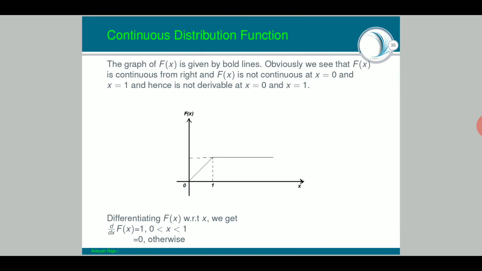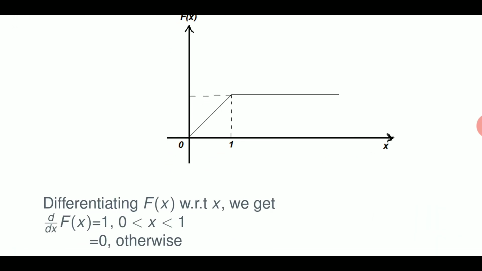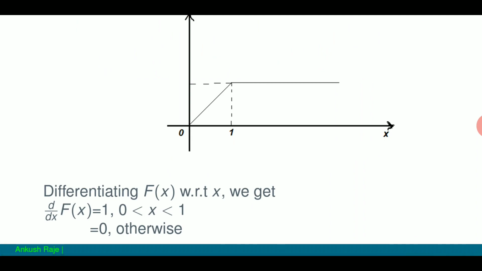Okay, you just check it, and if you are facing any difficulty, just let me know. Note the strict inequality in 0 less than x less than 1, since capital F(x) is not derivable at x equals 0 and 1. Yeah, important. Now I am defining a function small f(x) equal to 1 for 0 less than x less than 1 and equal to 0 otherwise, exactly the same as the one we obtained by differentiating the cumulative distribution function capital F with respect to x.